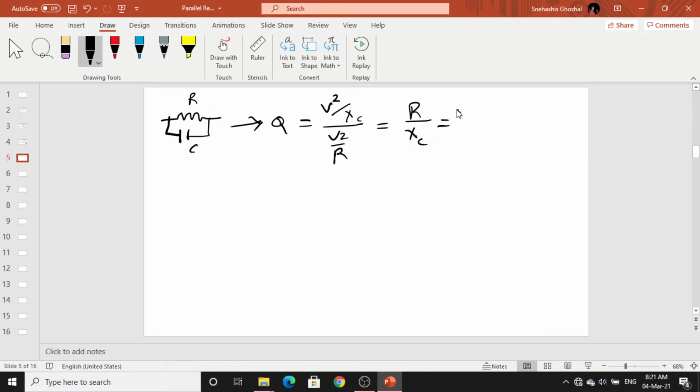You know Xc is 1 by omega C. So that means it becomes omega CR. If you can remember, in case of RC series circuit, it was 1 by omega CR. Now in parallel circuit, it is only omega CR.